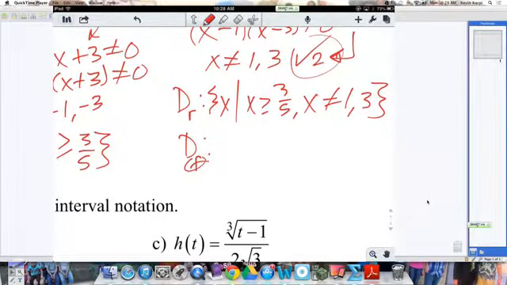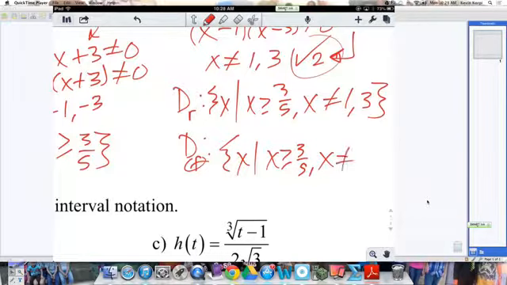What was your other mistake, Haley? It was not putting x cannot be equal to 1 or 3, but I put 3 or 1. You put x cannot equal 3 or 1. I'm not going to make too big a fuss about that either.